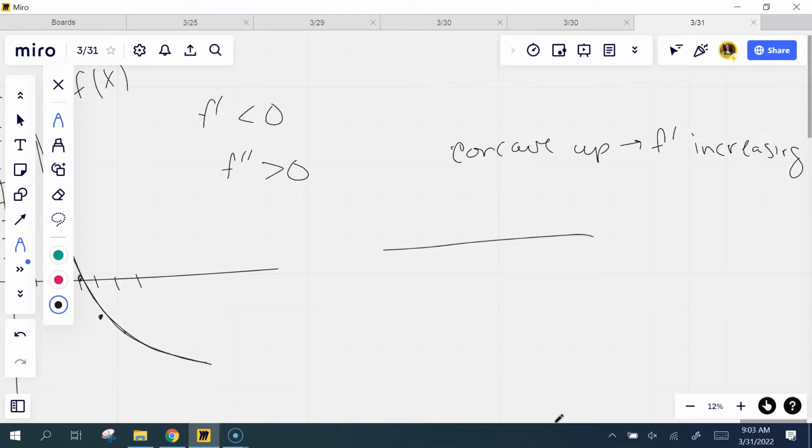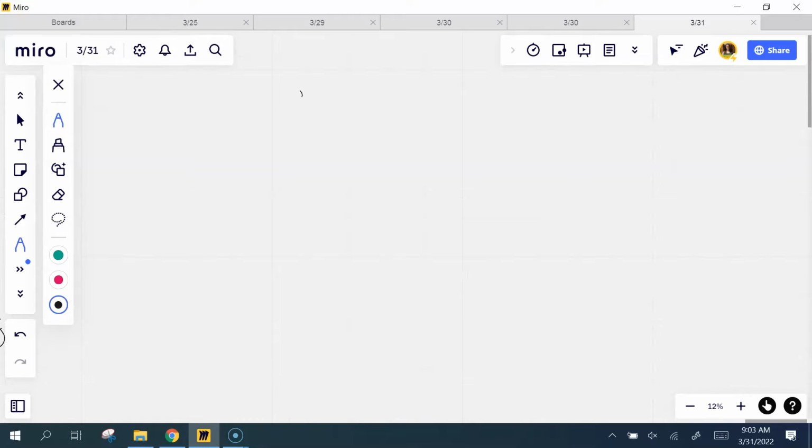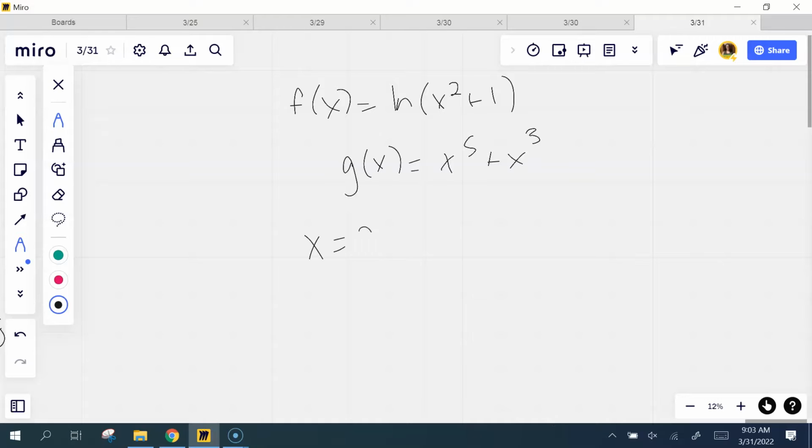88. Is this the last one? Let f be the function defined by the given expression. Remember, we're using a calculator here. And g of x is defined by x to the fifth plus x cubed. The line tangent to the graph of f at x equals 2 is parallel to the line tangent to the graph of g at x equals a, where a is a positive constant. What's the value of a?